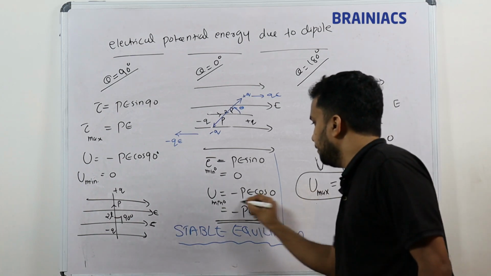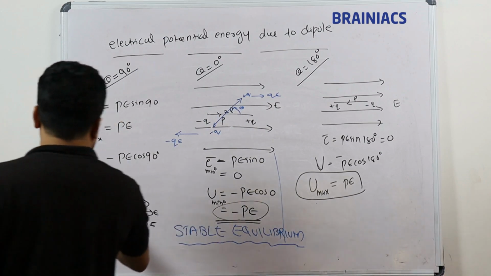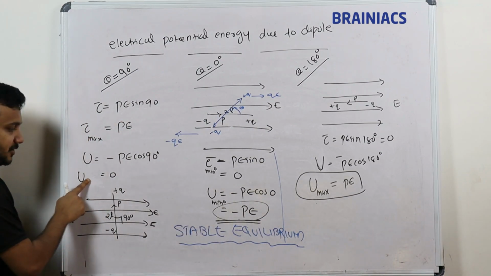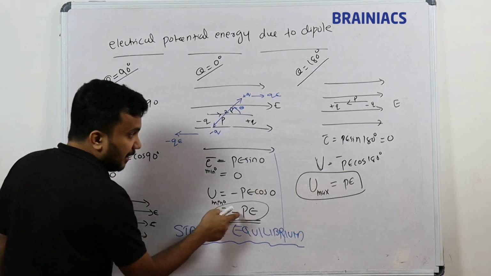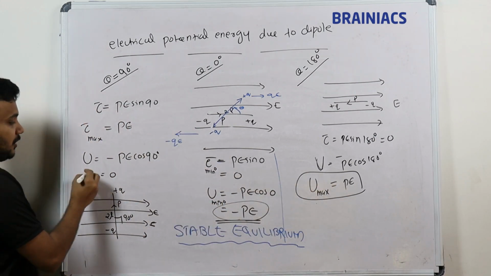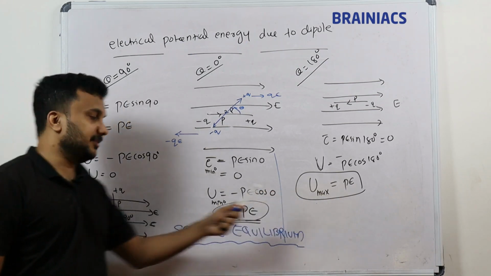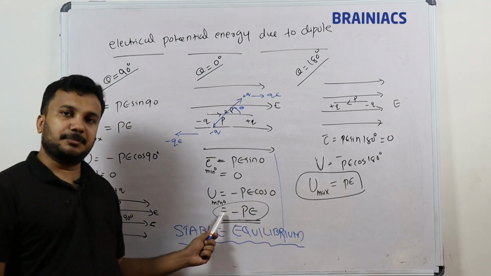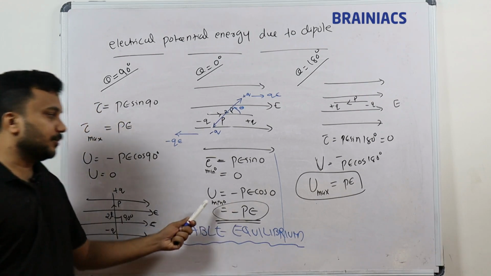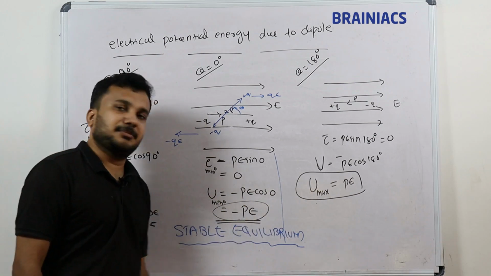Here it should have a minimum value. Here also it is minimum, but I don't want to write it as minimum because compared to this it is minus PE, this is positive PE, and this is just 0. So which one is less? 0, a minus value, a positive value. Which one is lesser? The most minimum is this one. So we can mark this as minimum, you can remove minimum here, and this is the maximum value.